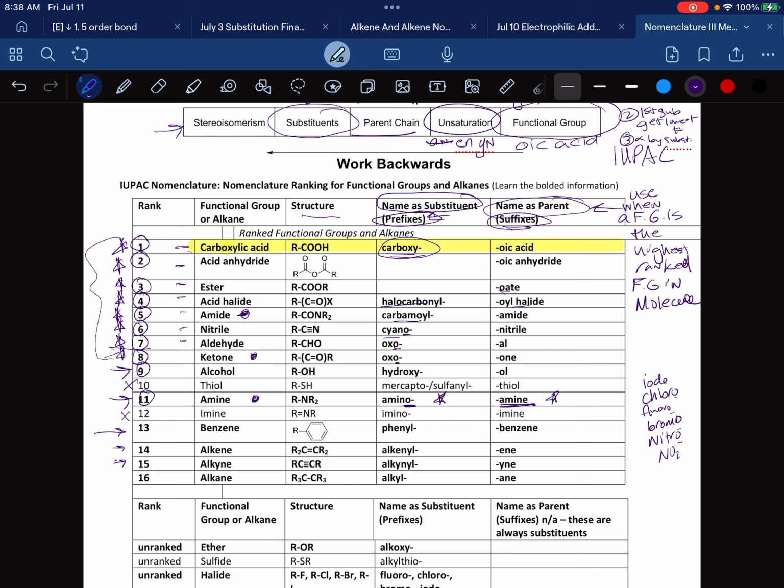The other thing here that might be helpful is that our more oxygen related groups, carboxylic acids, acid anhydride, etc., are higher ranked. So we have these all having oxygen present. Then we have our amide, which has a nitrogen in it. Then our nitrile. Okay, and then aldehyde and ketone are what's known as the carbonyl compounds. So those are going to go together. They're very similar in structure and in reactivity.